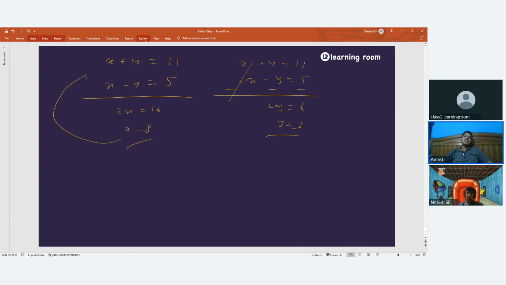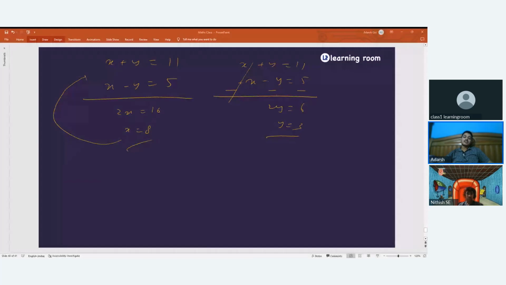Or what you can do: you can put x is equal to 8 in any of the equations. You can get y is equal to 3. The same answer you will get. Understood or not? Yes, sir. Any doubt? I'll explain again. Sure? Yes, sir. Okay, good. Got it? Write it down. Yes, sir. I wrote it. Oh, I didn't finish it yet, sir.